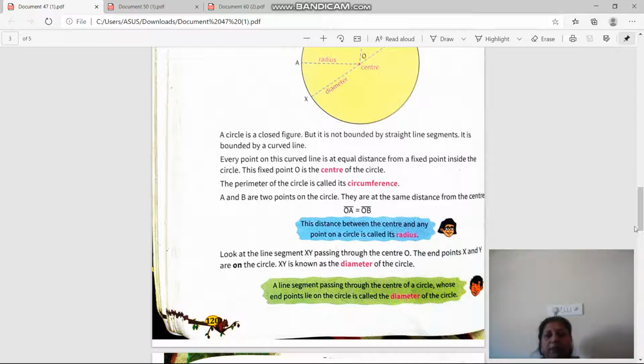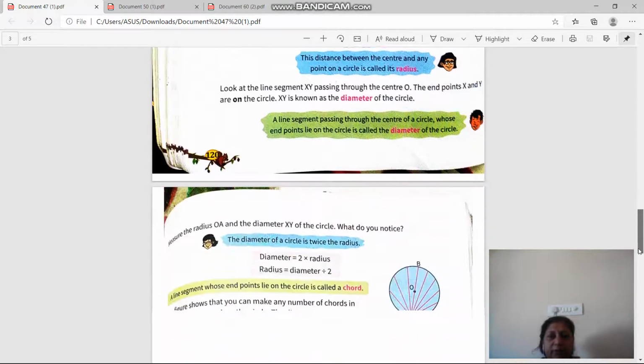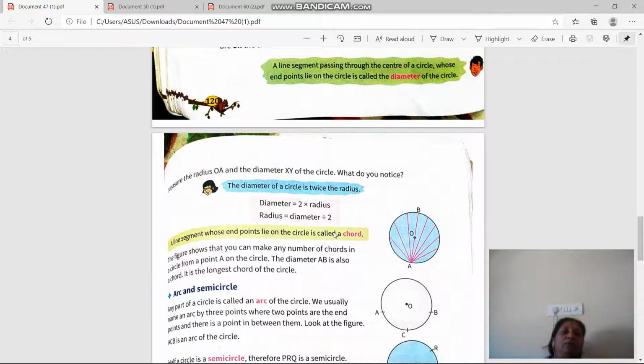Then the next point. One important thing, this may come for true or false, fill in the blanks, or for solving an example: the diameter of a circle is twice the radius. So diameter is equal to 2 into radius.